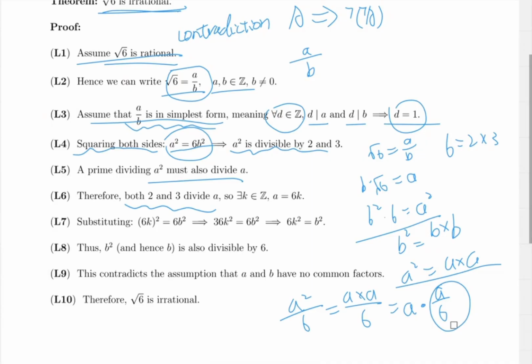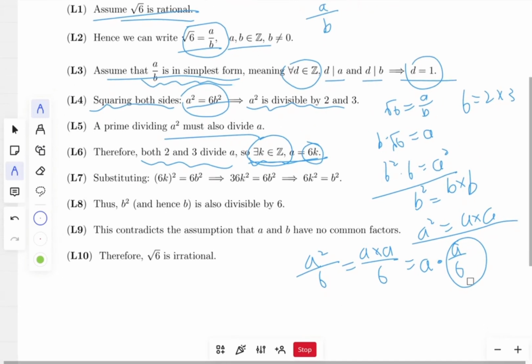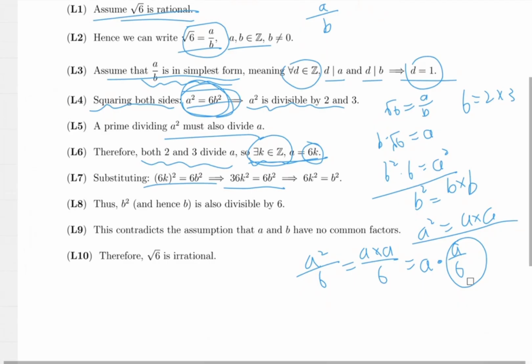And this means we can write a equals 6k, where k is an integer. So there exists an integer k such that a equals 6k. And if we substitute this into the equation we got, we have (6k) squared equals 6b squared, and we expand this, then 36k squared equals 6b squared, and we divide by 6 on both sides, then it's 6k squared equals b squared.